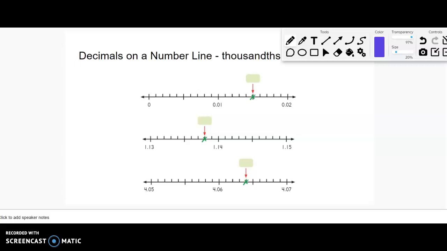All right, we've talked about reading and writing decimals to the thousandths. We've visualized them with cubes. Now we're looking at them on number lines. Remember, we looked at decimals on a number line with tenths and hundredths. So now we're just zooming in even farther on that number line into thousandths.